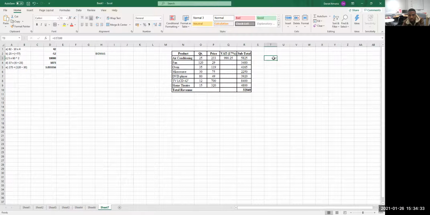Data. 17% was 0.17. Is T R3 is very important.